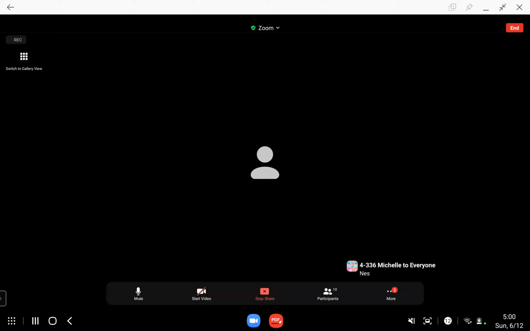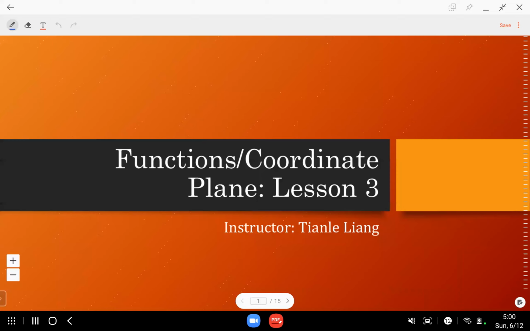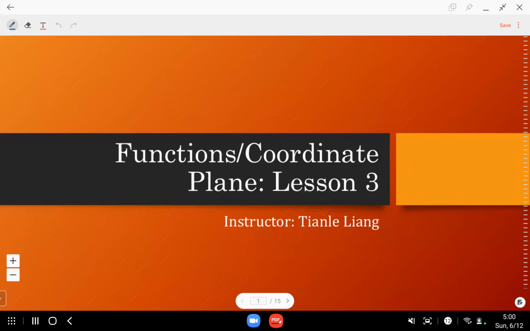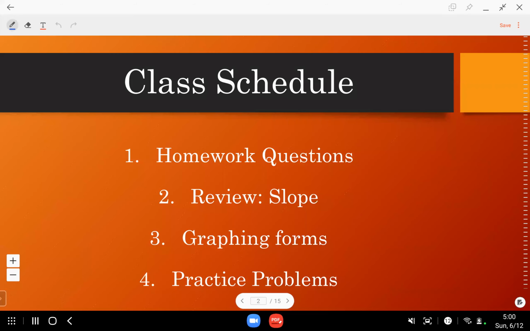Let's begin. So today is lesson 3 of functions slash coordinate plane. First we'll go over our homework questions, and then we'll review slope, and then we'll go over graphing forms. All right, so let's do this one first.